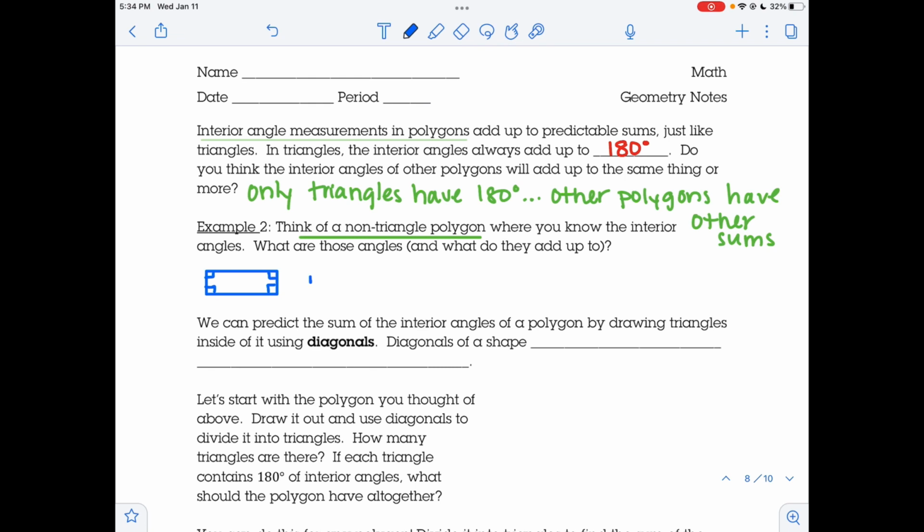They're 90-degree angles. So we have 4 90-degree angles. If I were going to add those up, 90 plus 90 plus 90 plus 90, that equals 360.